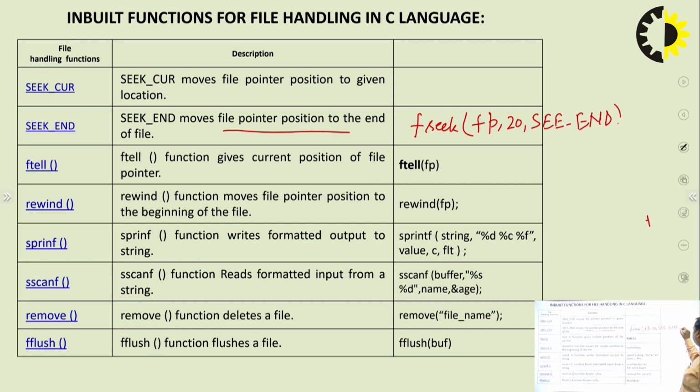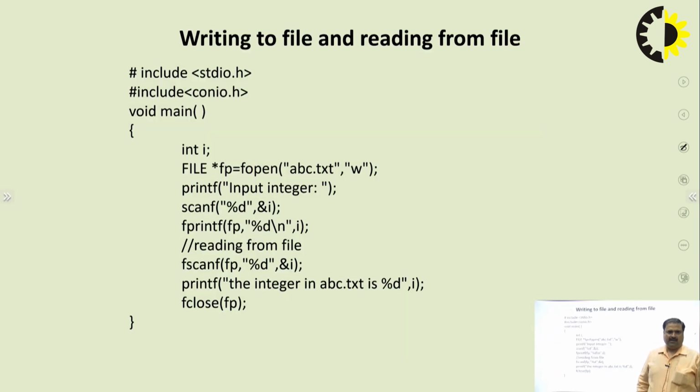So it will move 20 bytes backward from the end point. ftell just gives the current position of the pointer, where the pointer is currently. rewind is used to move the file pointer position to the beginning of the file, wherever it is. So it will move back to the beginning of the file. So these are some functions which can be utilized for manipulation of files.